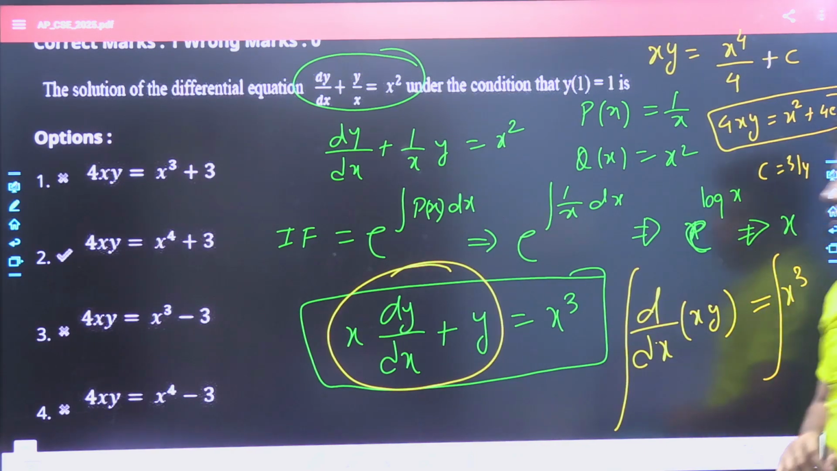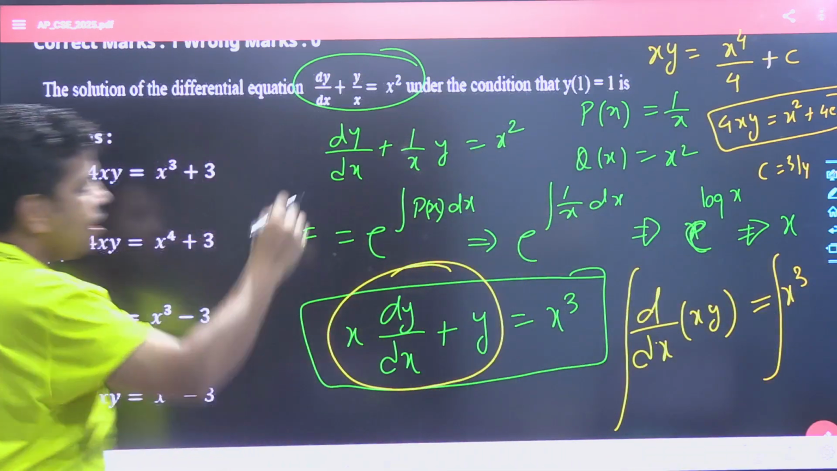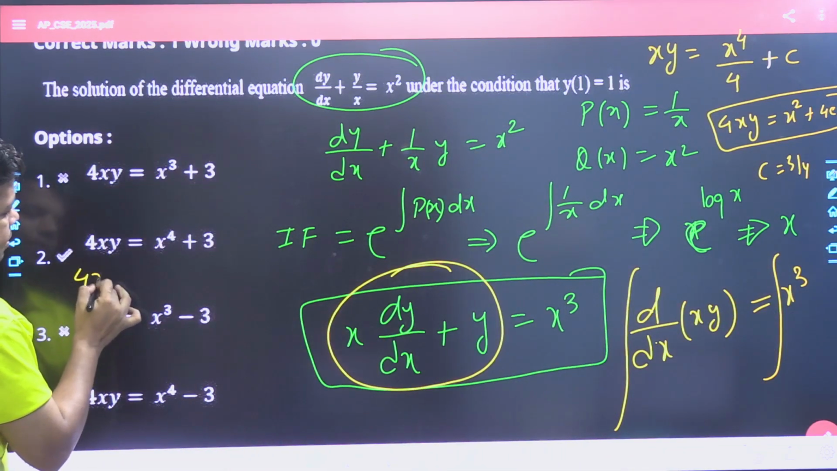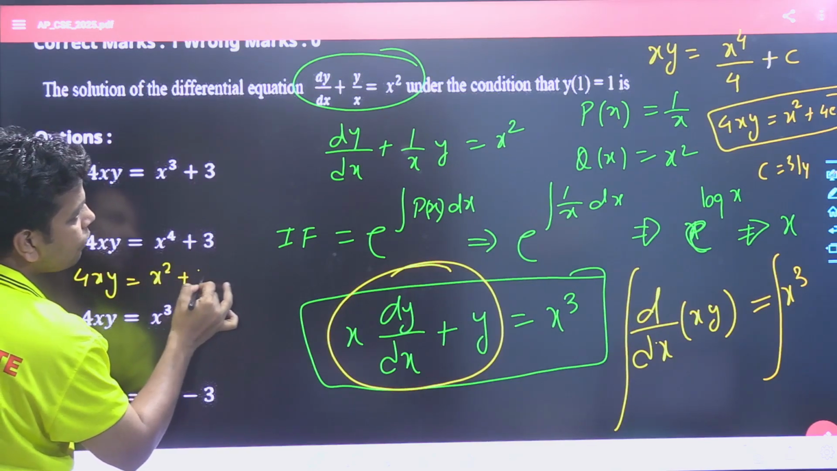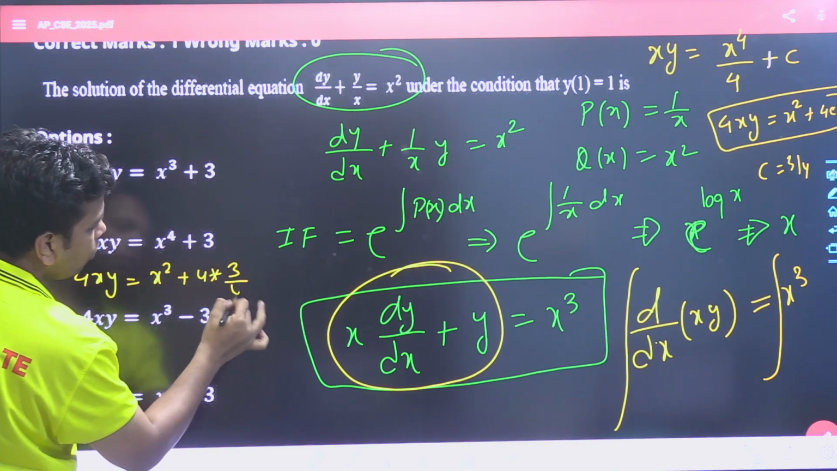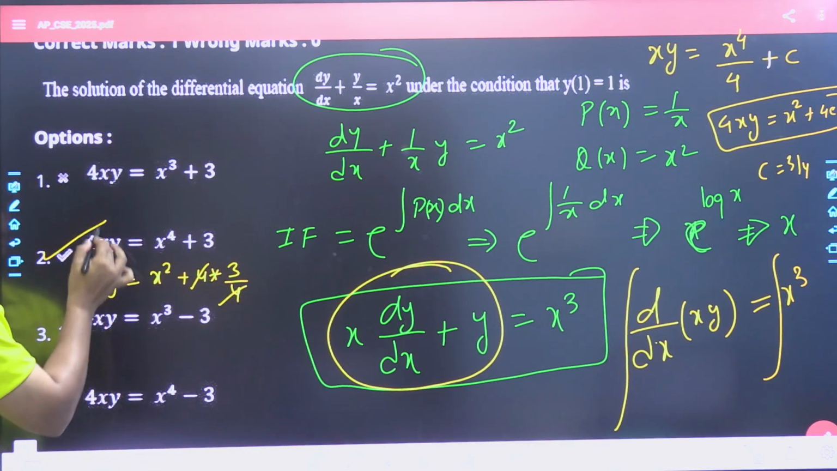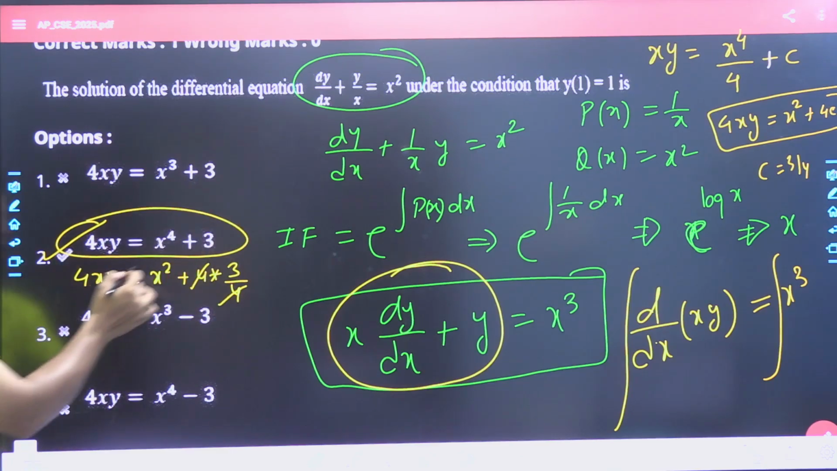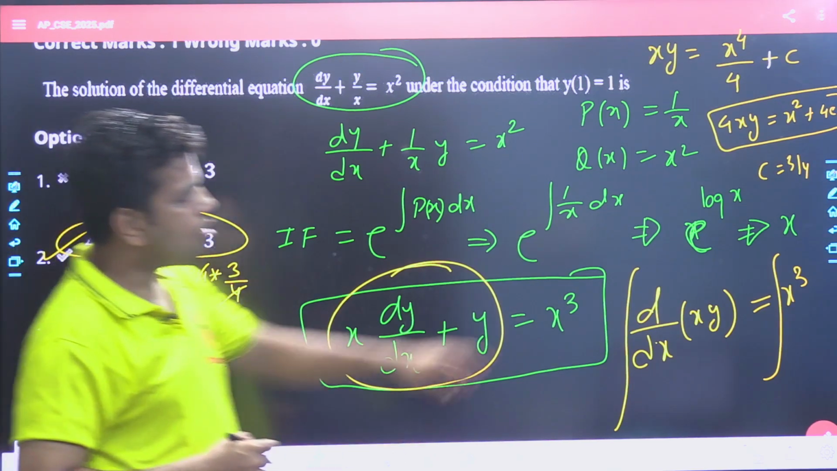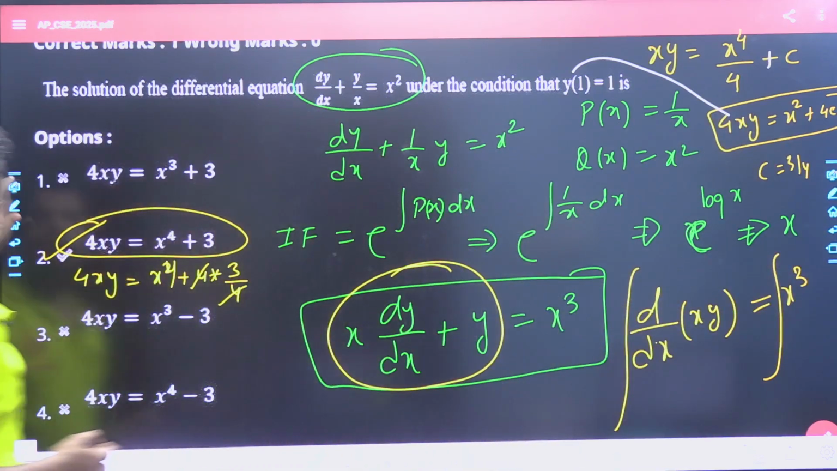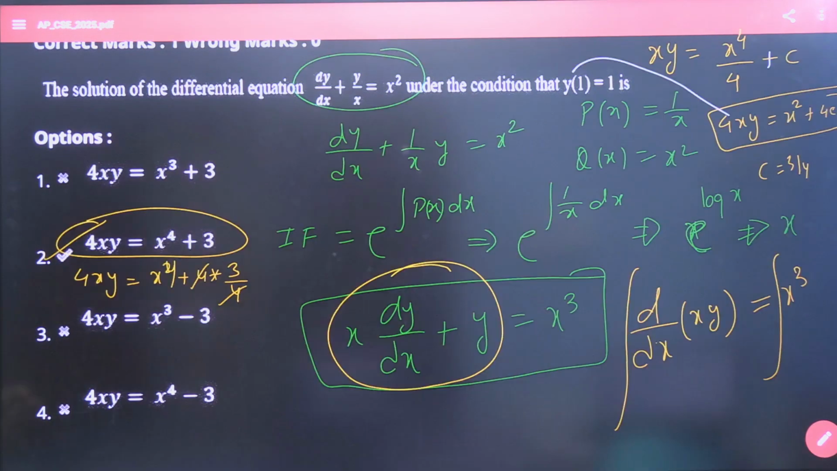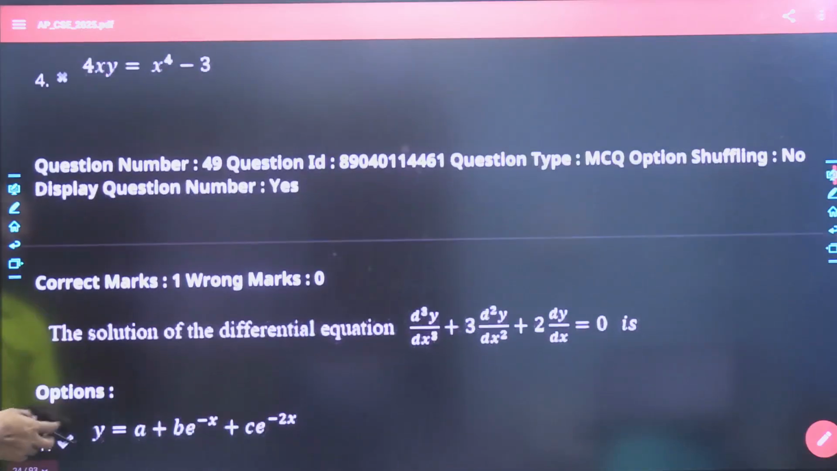Just put that value here. So you can observe 4xy equals x to the power 4 plus 4 into 3 by 4. 4 and 4 cancel out. You can go with the second answer. By putting this value in this particular equation, we can say that the constant becomes 3 by 4. Now move to the next question.